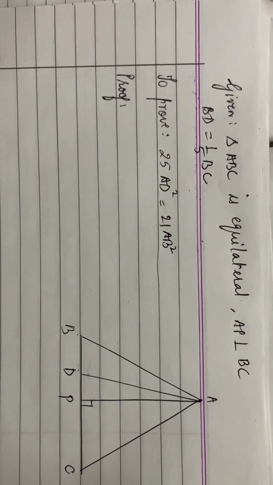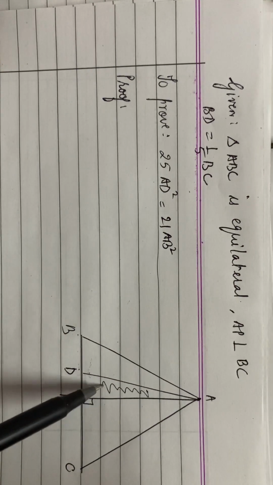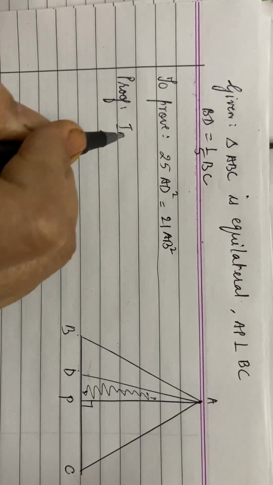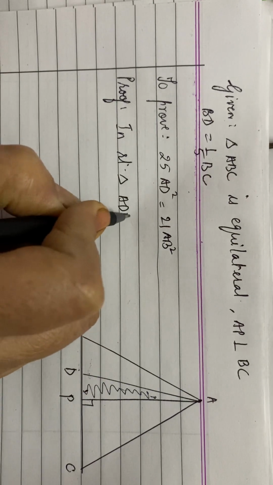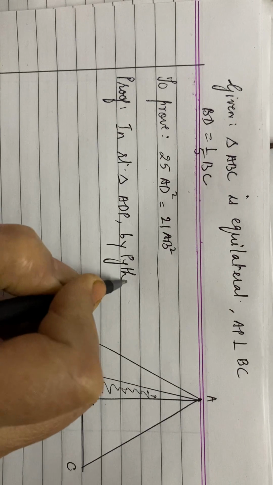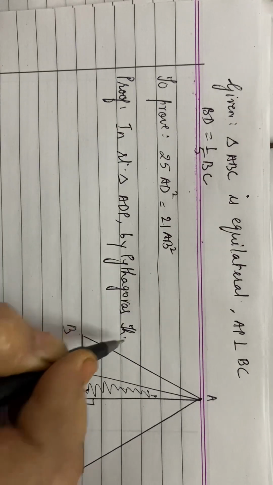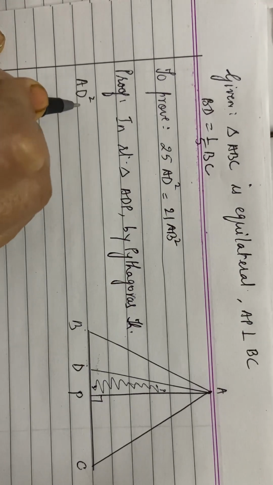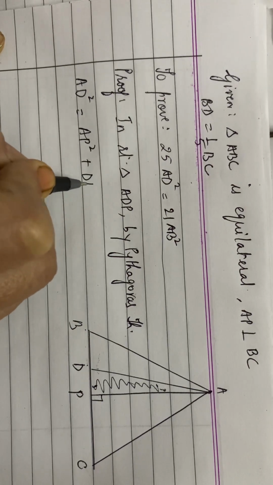First of all, we will take this triangle ADP. In right triangle ADP, by Pythagoras theorem, your AD square is equal to AP square plus DP square.